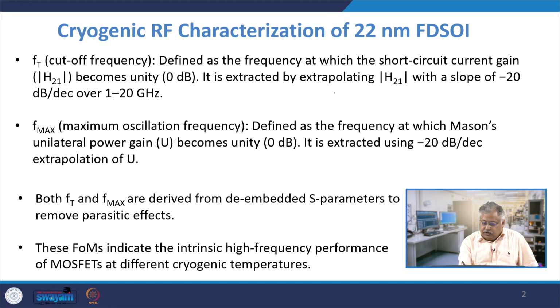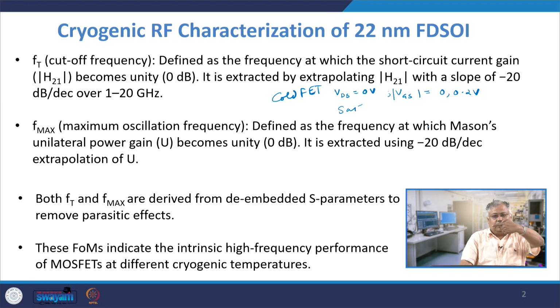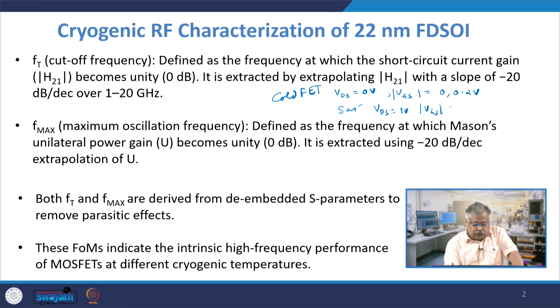In cold FET, we use VDS equals 0 volts, VGS equals 0 and 0.2 volts, and when we go for saturated conditions, this is cold FET. Because VDS equals 0, you do not have a lateral or a longitudinal electric field available to you, whereas in saturation you can use VDS equal to 1 volt and mod of VGS which you use is 1.2 volts, 1.2 volts in saturation.